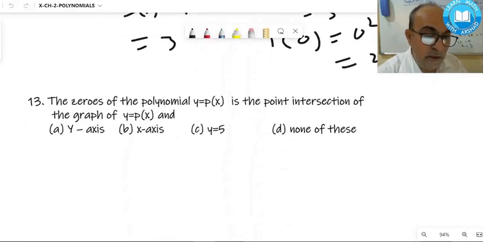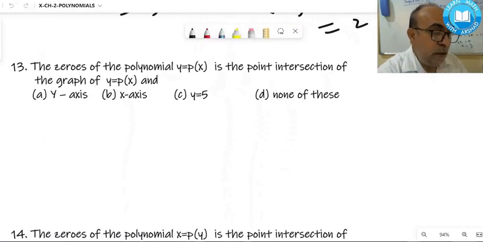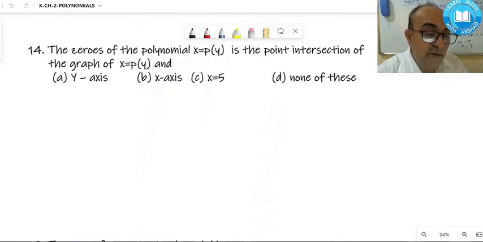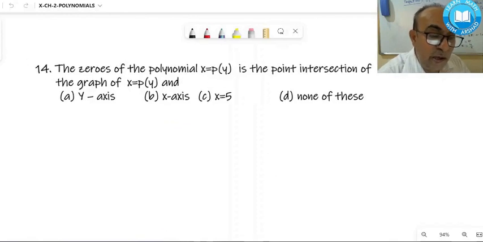Now the next one. The zeros of a polynomial y equal to p(x). See, it is p(x). It means you have to see the point of intersection with the x-axis. Y equal to p(x) is the point of intersection of the graph of y equal to p(x) and the x-axis because it is x. The second question, it is x equal to p(y). Here is y, so we will see the intersection of the graph of this polynomial with the y-axis.